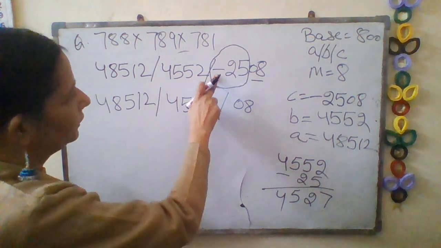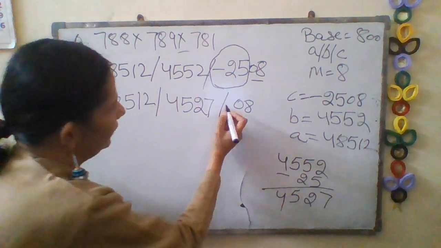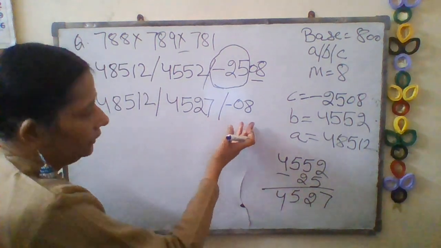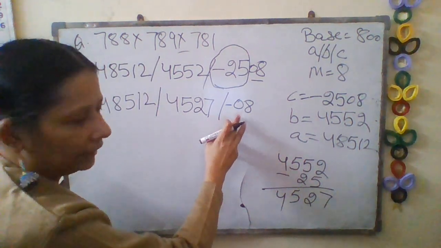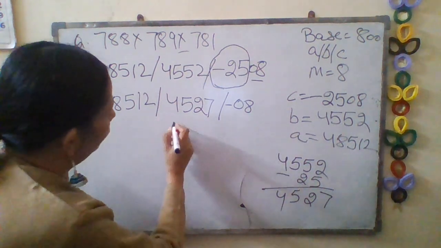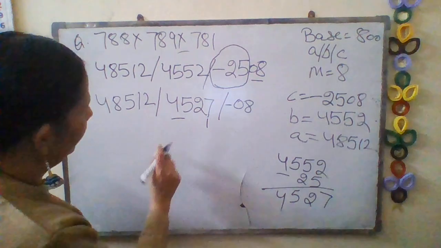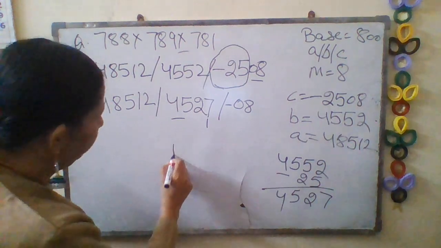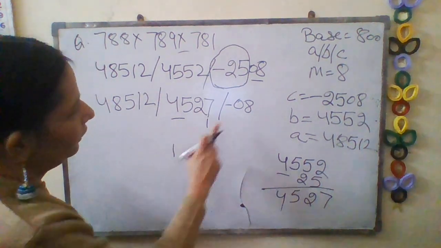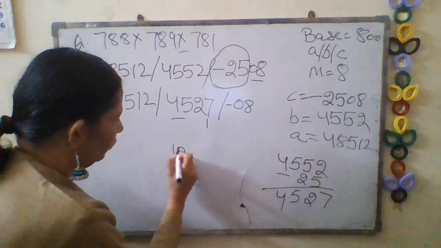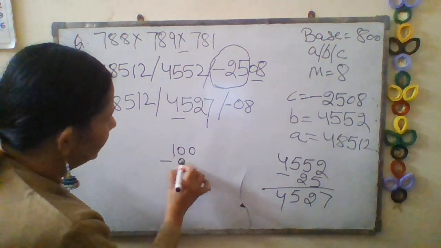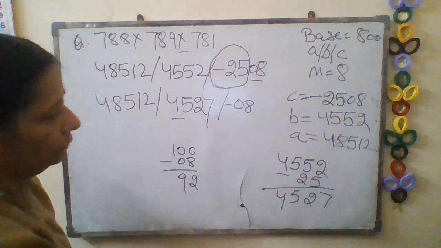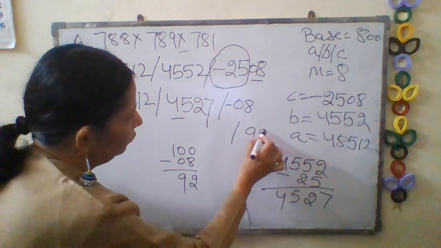48512. Okay, but you see this minus is here, so you will write down minus here also. Now you see this is negative, so to make it positive, what will you do? You will borrow 1 from here, from 4527 minus 1. Okay, so 1 you have borrowed, 1 you will write down here, and how many digits are here? 2 digits. So you write down 2 zeros here, minus 08. So 100 minus 08, you will get here 92. Okay, so in slash here you will write down 92.